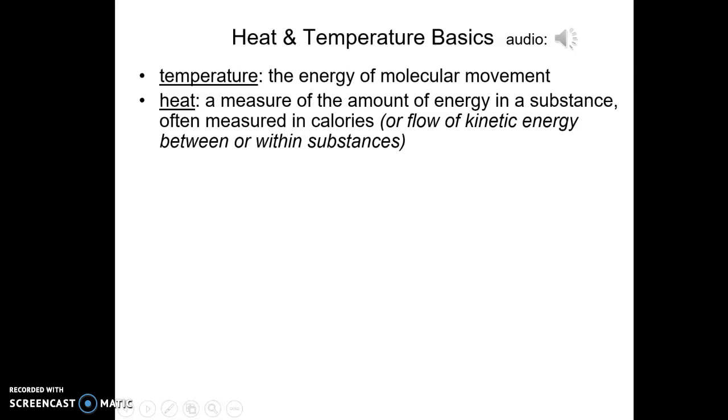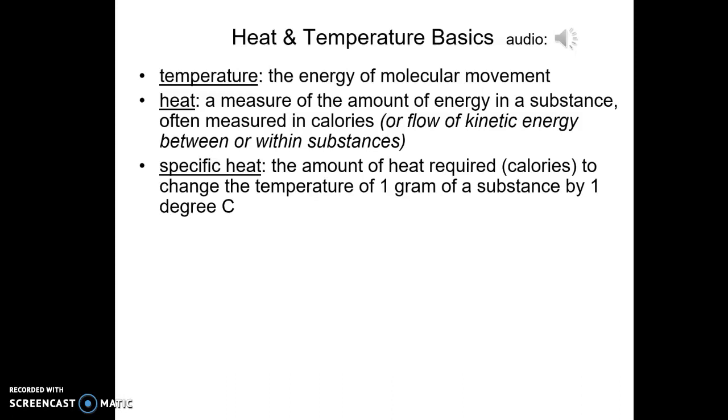Heat, a related concept, but not the same, is a measure of the amount of energy in a substance, often measured in calories. Heat can also be the flow of kinetic energy between or within substances, by the way. That term is used in both instances, even though it has a somewhat different meaning. But we will focus on, for the time being at least, the amount of energy in a substance, often measured in calories.